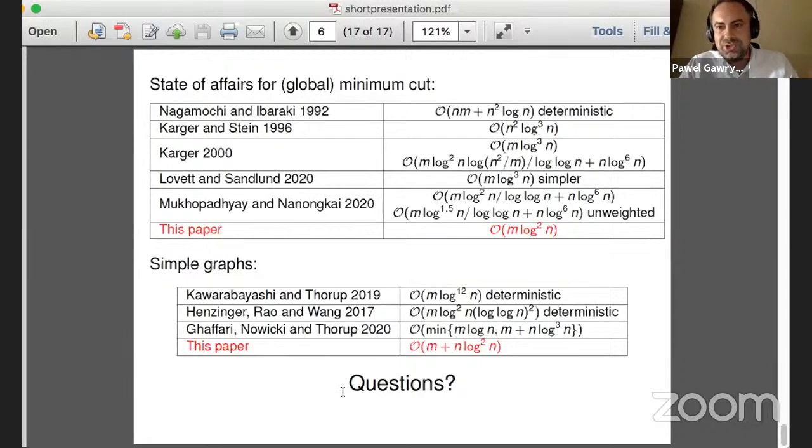Okay, so if there are any questions, I'm happy to take them, or I can talk a bit more about the table and explain a bit more. So are there any questions? There's a question in the chat.